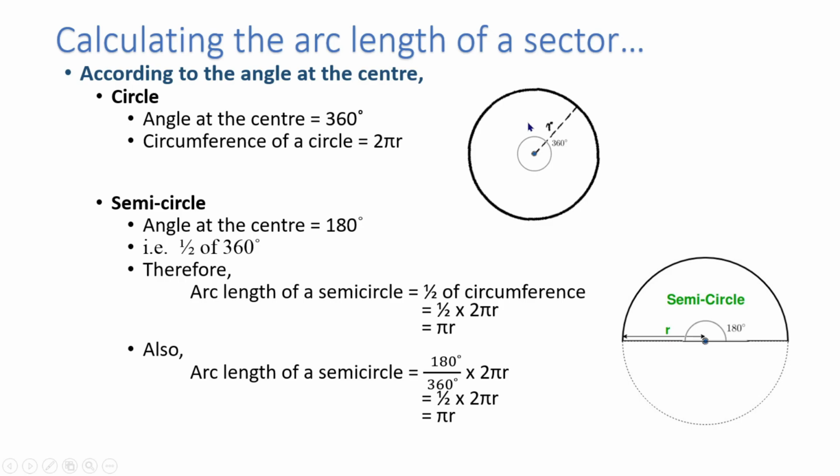Now we will look at the angle at the center. In a circle, the angle at the center is 360 degrees. In a semicircle, the angle at the center is 180 degrees. Now 180 degrees is half of 360 degrees. So the circumference of a semicircle is again half of that of a circle. How we get that half is 180 degrees, the angle of a semicircle, over 360 degrees, the angle of a circle, into 2 pi r. So that is half into 2 pi r, which is pi r.